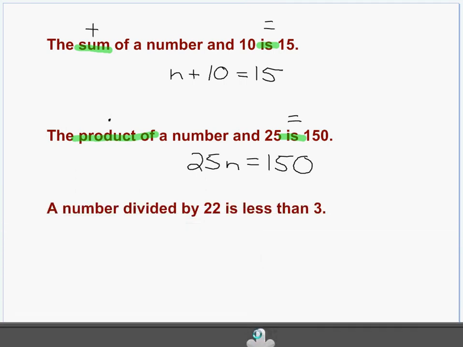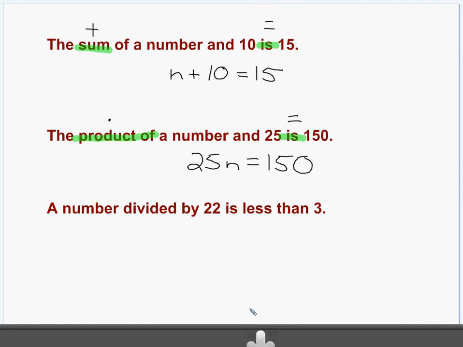Okay, last example here. Now, the division ones, I want you to make sure you get these down, because sometimes people flip-flop them, and they put the wrong number in the numerator or the wrong number in the denominator. So make sure you know where everything's going. This says a number divided by 22 is less than 3. So I'll have a number here, divided by 22. Is less than, remember that looks like this. And the 3 goes on the end.